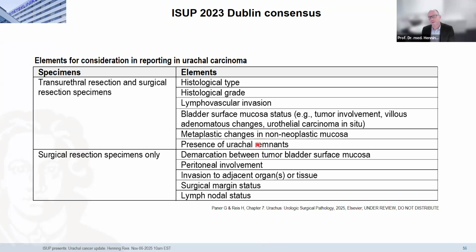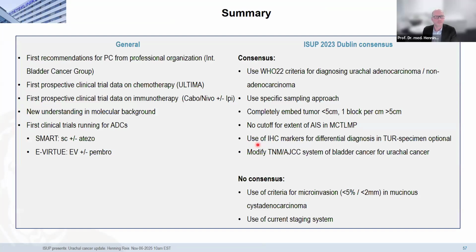That's what set is for consideration. And in surgical resection specimens only, the demarcation between the tumor surface, bladder surface, mucosa, peritoneal involvement, invasion to adjacent organs or tissues, surgical margin status, of course, and if there are lymph nodes, then we have to report it.